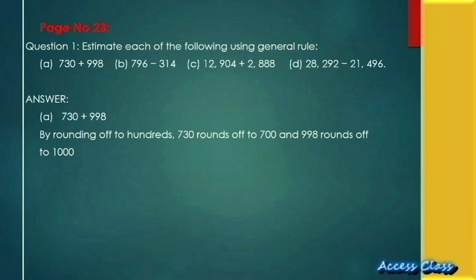Again, 730. If you are rounding off to the nearest 100, look at 7. 730 comes nearer to 700 or 800? Obviously, it will come nearest to 700. Similarly, 998 comes nearer to 1000. So here you will easily understand why we are rounding off to the nearest 100: 730 gives 700.